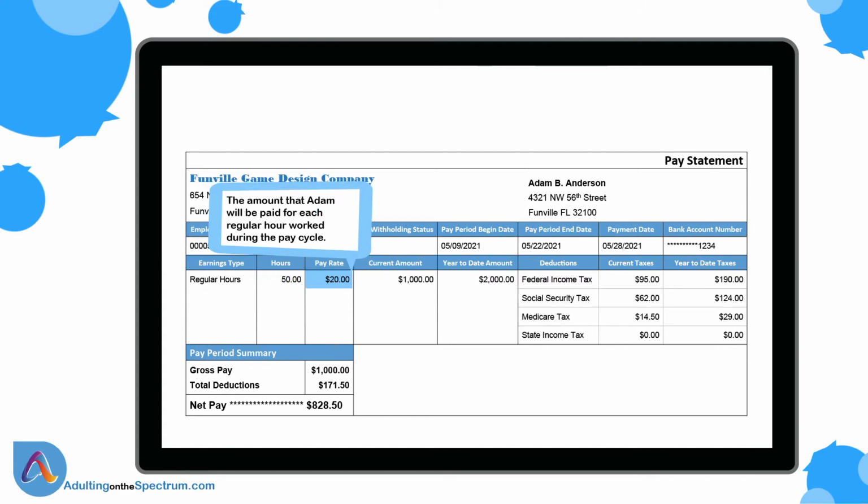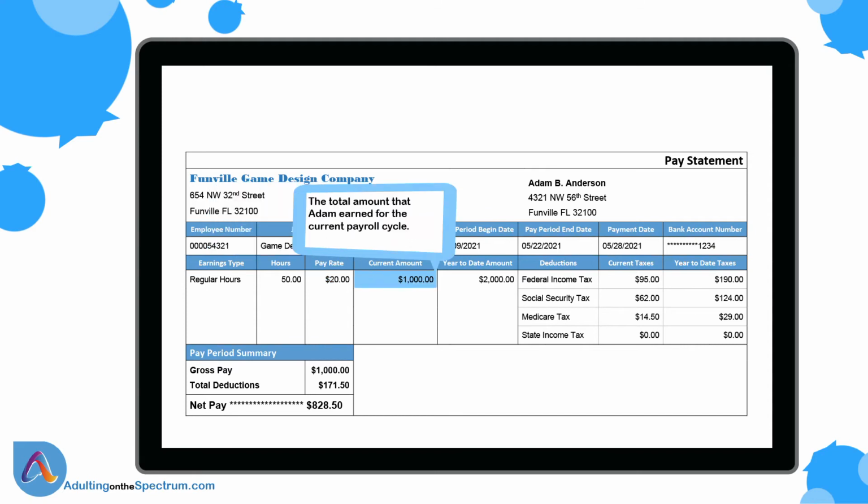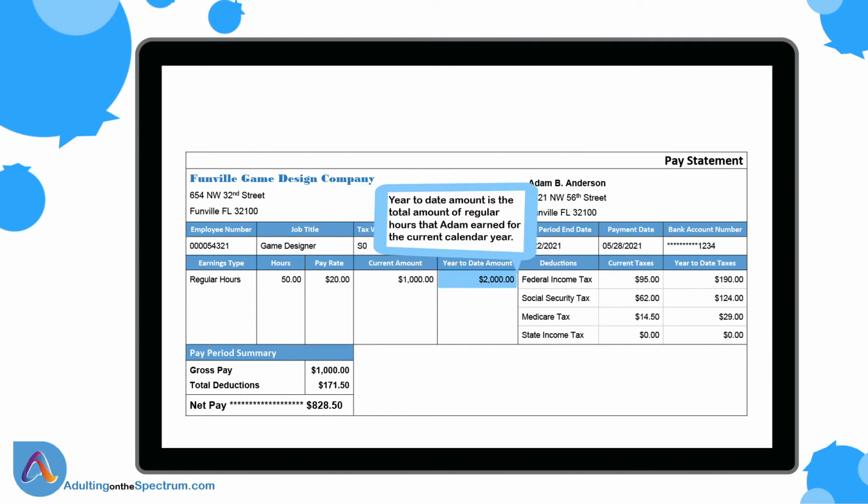Pay rate is the amount that Adam will be paid for each regular hour worked during the pay cycle. Current amount is the total amount for regular hours that Adam earned for the current pay cycle. Year-to-date amount is the total amount for regular hours that Adam earned for the current calendar year.